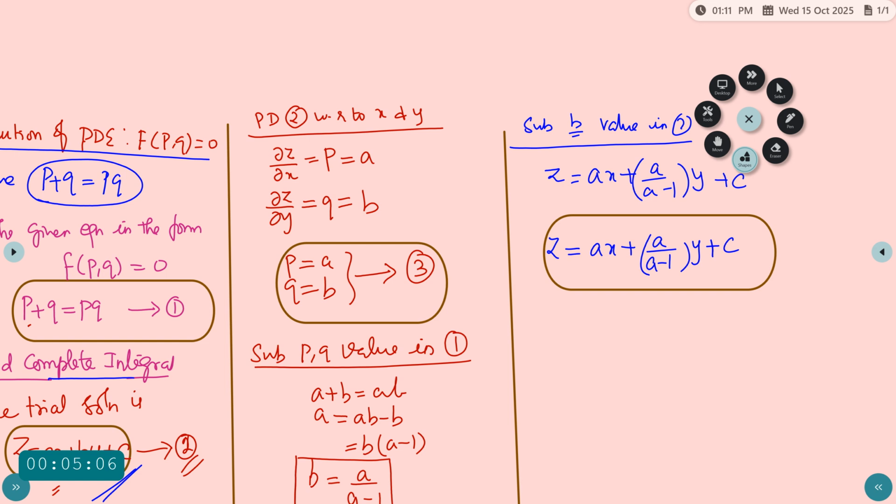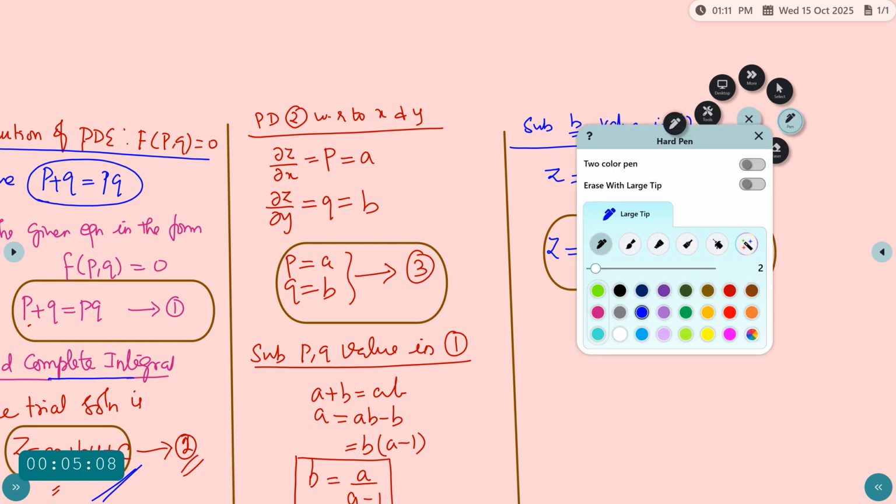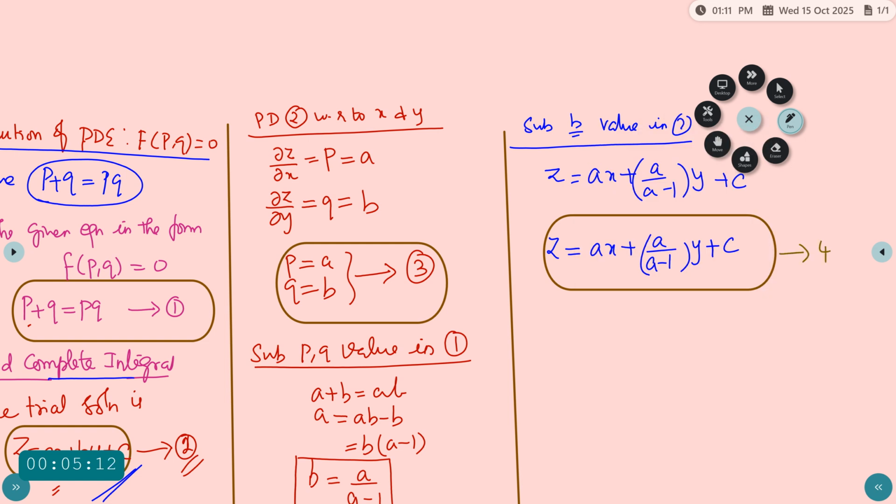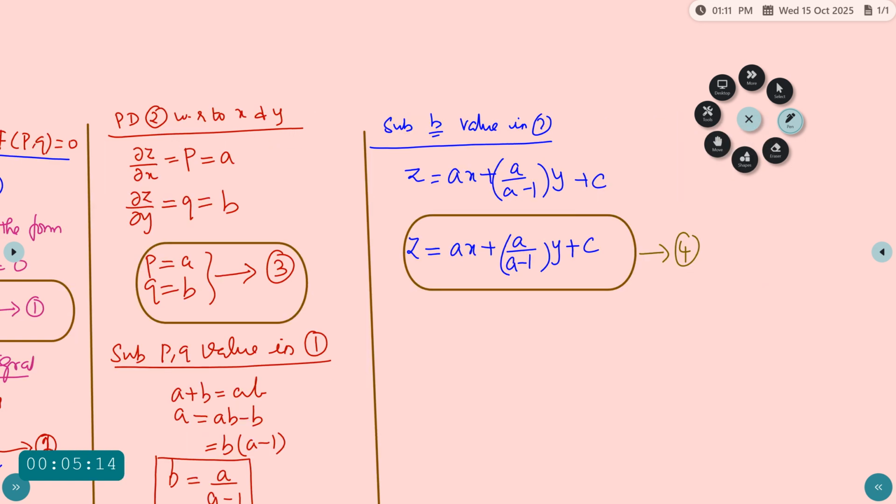Now, this equation is marked as equation number 4. Now, our complete integral is over.